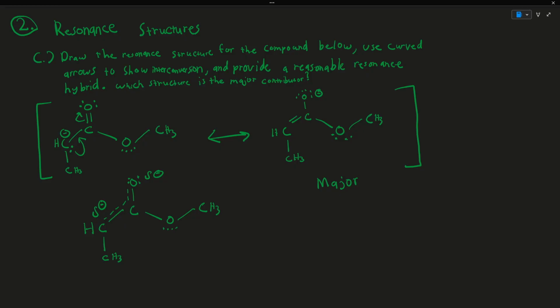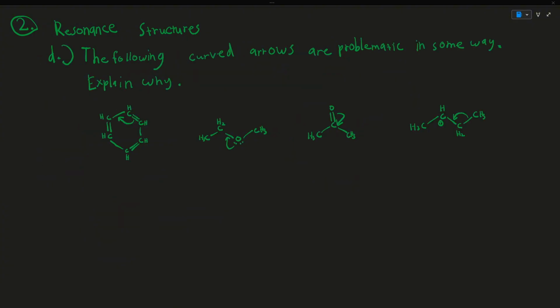But if you do want to see example problems with more complicated resonance, just let me know. But for now, we're going to move on to a different topic. So here you're given these four compounds, and you have a curved arrow in each one that's problematic in some way, and you are supposed to explain why.